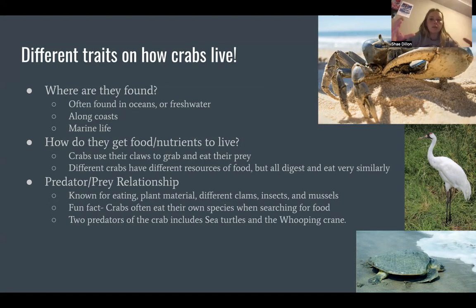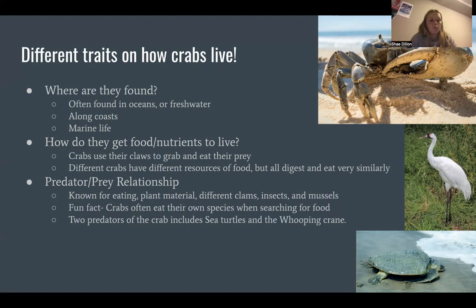Crabs have huge claws, and that's how they get all their nutrients. So what they'll do is they'll attack their prey with their claws, and that's how they get a hold of their prey. And I'll show in the next slide where the mouth is, and how they digest the food.